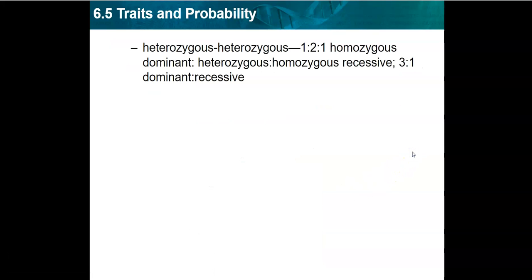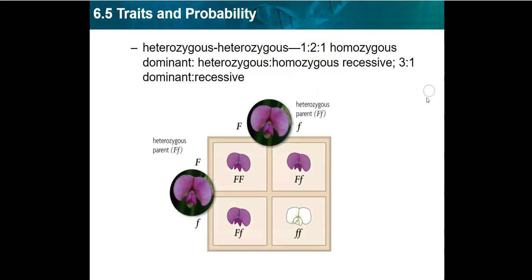Heterozygous to heterozygous will give us that 1-to-2-to-1 ratio. Homozygous dominant to homozygous recessive. And then a 3-to-1 dominant recessive phenotype, so physically speaking.